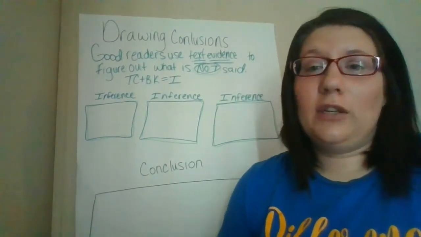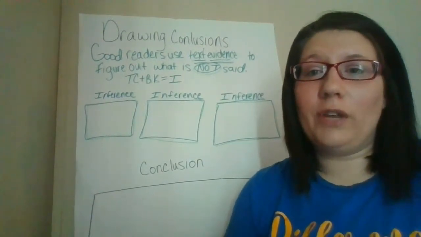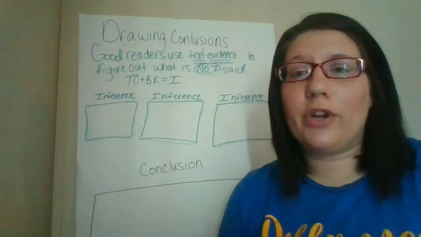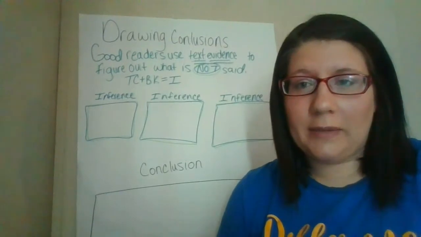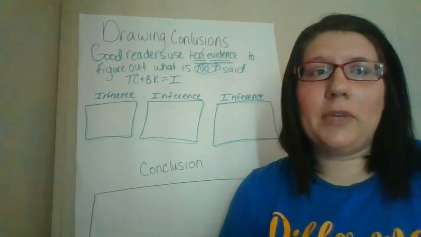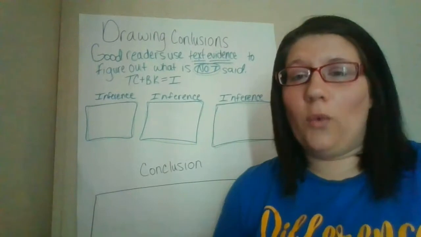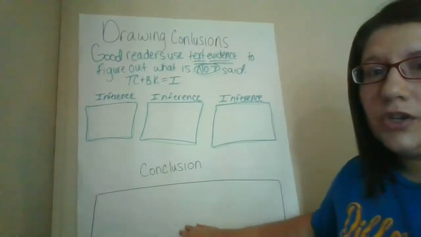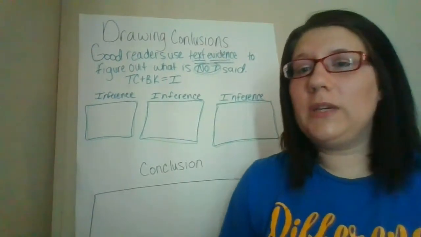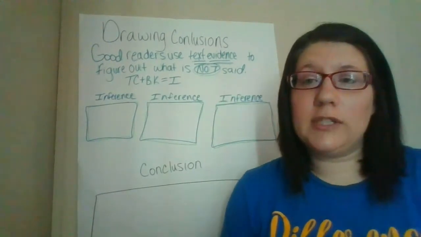Drawing a conclusion is a little bit different than that. In drawing a conclusion, we're taking several inferences that we've made from the text and we're putting those together to come up with a judgment. Okay? And so it can be a little tricky. So what we're going to do today is start with the conclusion, not with the inferences, because like I said, we make inferences without even really realizing that that's what we're doing. So we're going to start with that conclusion statement.